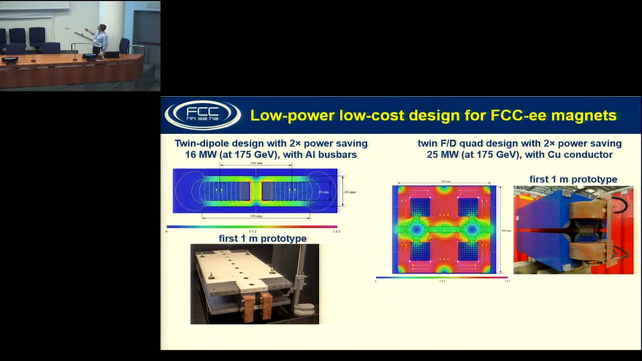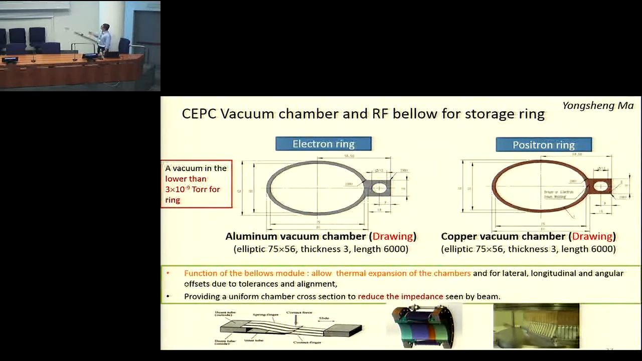This one is the report from Sun. The low power, low cost design for the FCC magnet. They are doing a twin dipole design, and they developed a first 1 meter prototype. And the twin quad design is for power saving of about 25 megawatt at 170 GeV, with a copper conductor. This is for the first 1 meter prototype.